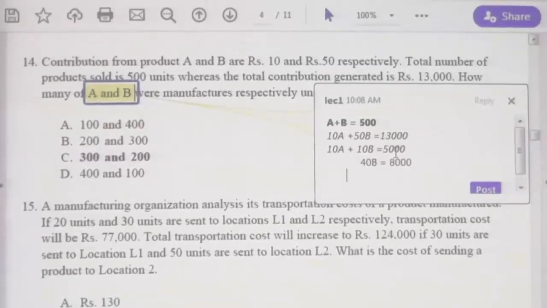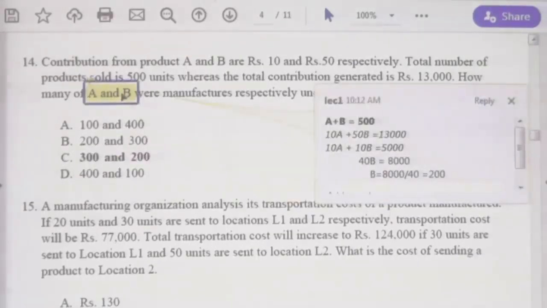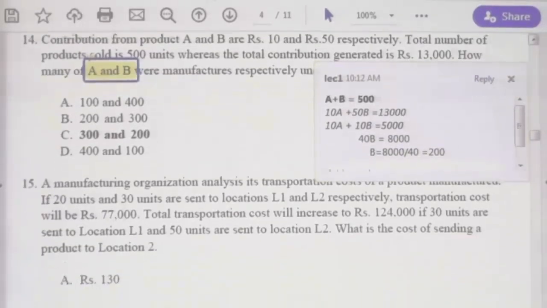Therefore, you can say B equal, right, 8,000 divided by 40, that is equal 200. B equal 200. Since B equal 200, A should be 300. Therefore, the answer is 300 and 200. This is the way I have arrived at the answer using the simultaneous equation technique. Let us move into question 15.